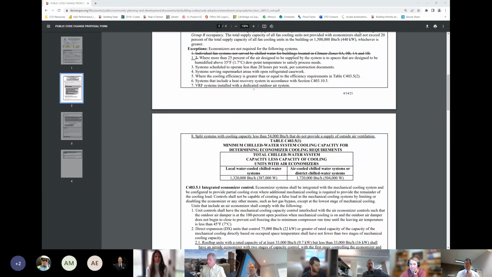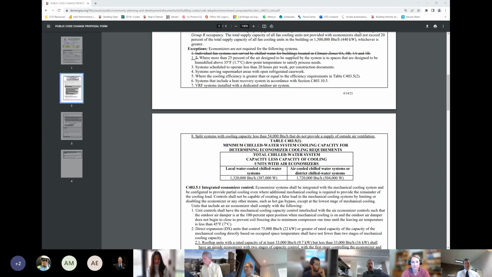Systems scheduled to operate less than 20 hours a week. That's not going to affect most of the buildings that we're looking at. Systems serving supermarket areas with open refrigerated casework. A lot of times systems in that area have slightly different requirements. Sometimes they have hot gas reheat so that they can keep the air dehumidified below a specific set dew point temperature.